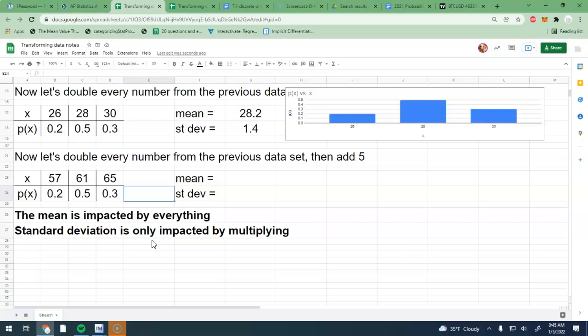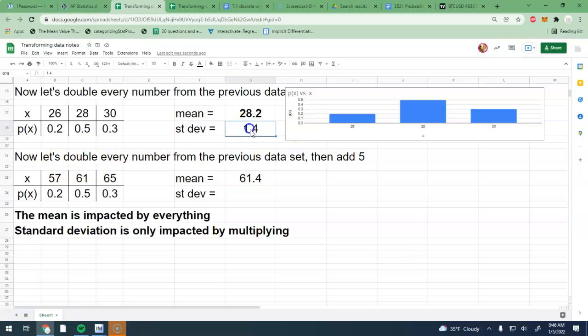So the mean up here was 28.2. I doubled every number, so I better double the mean also, so now that's 56.4. And then I added 5 to every number, so I better add 5 to that 56.4. So my guess is that it is 61.4.